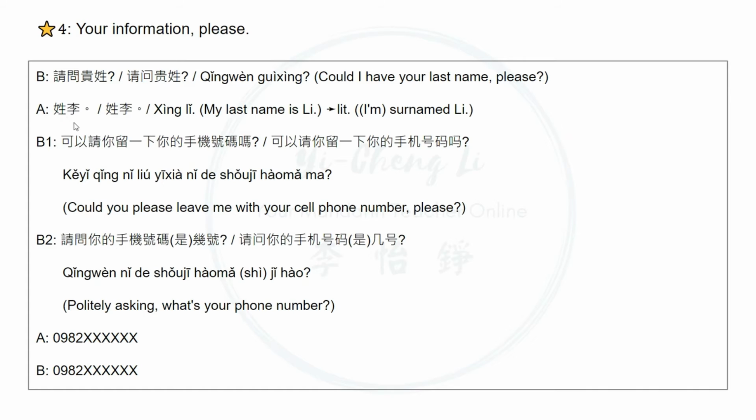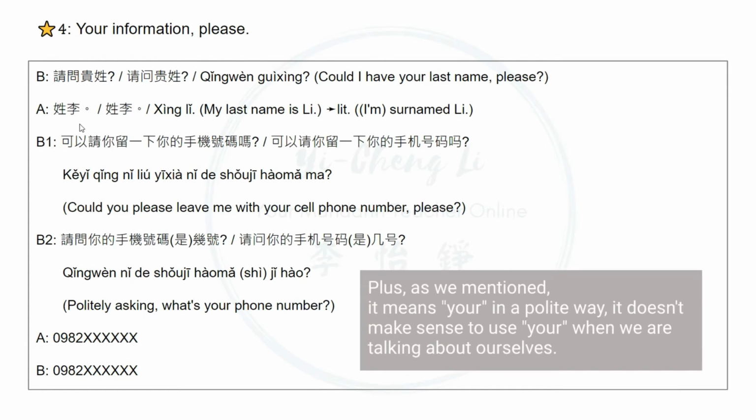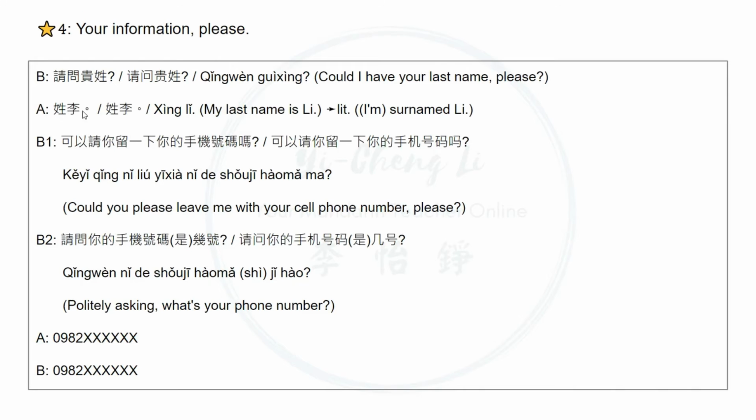Answer, 姓李. When you are mentioning yourself, you don't say 贵姓李. 贵姓 implies the other person, when you want to show your politeness. You don't say 贵姓 to yourself, okay? So you just say 姓 and then your last name. 姓李, my last name is Li. Next one.